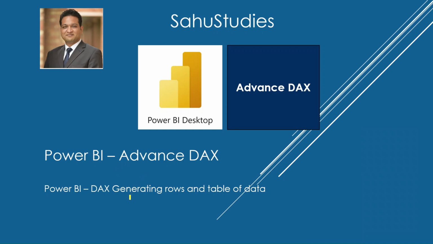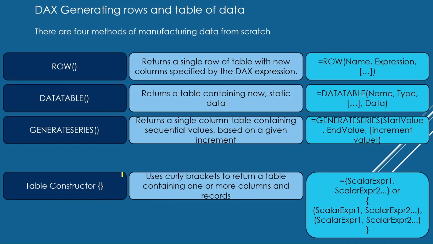In this video, we are going to discuss generating rows and table of data functions in Power BI. So there are four methods of manufacturing data from scratch. One is ROW, second one is DATATABLE, third one is GENERATESERIES, and fourth one is the table constructor. So let's discuss one by one.